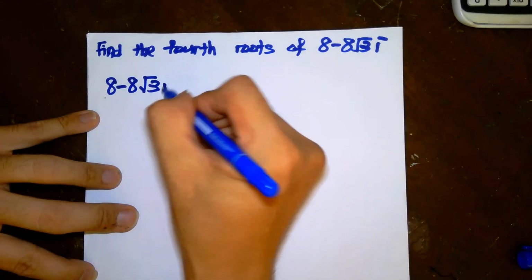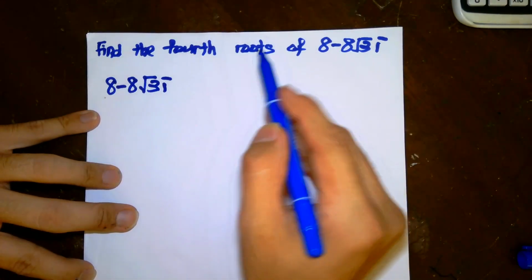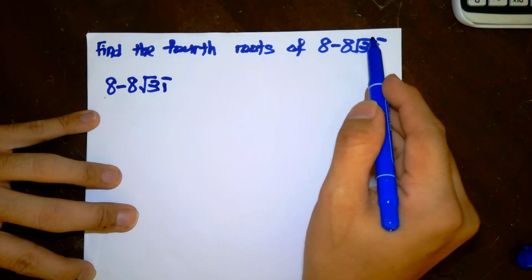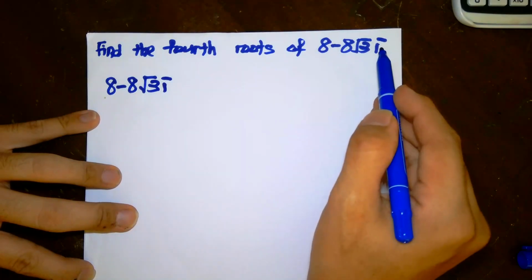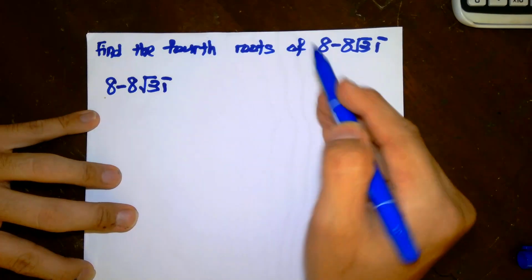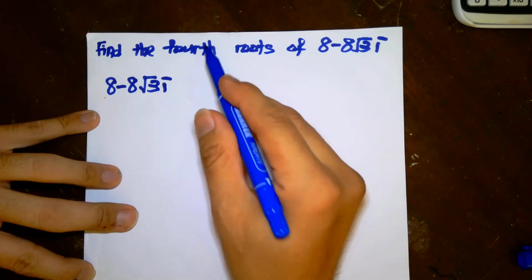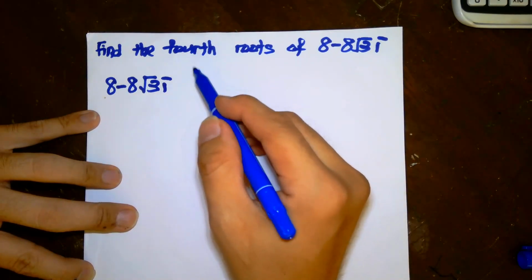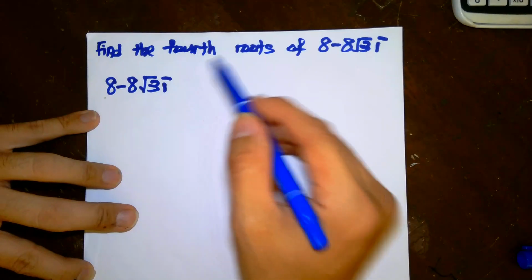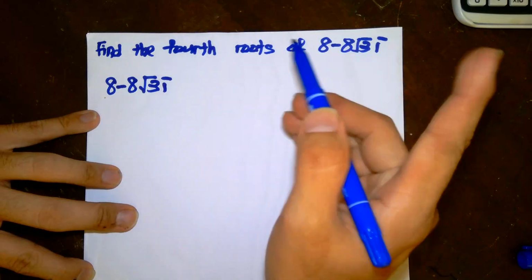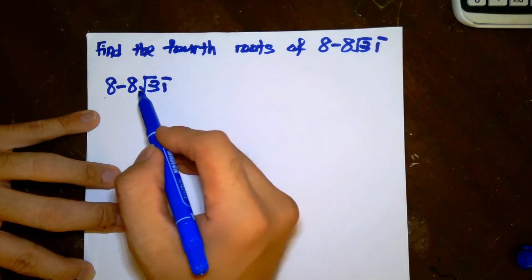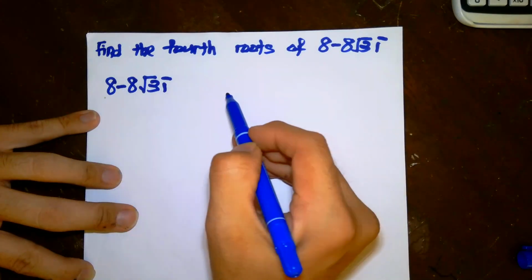I already made a video on how to convert a complex number into polar form, so you can refer to that video before watching what I'm going to do in this one. I'm going to find the fourth roots of this complex number, so first you need the prior knowledge of how to convert a complex number into polar form.